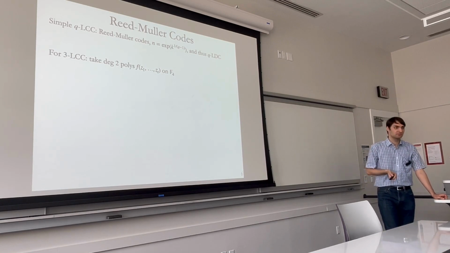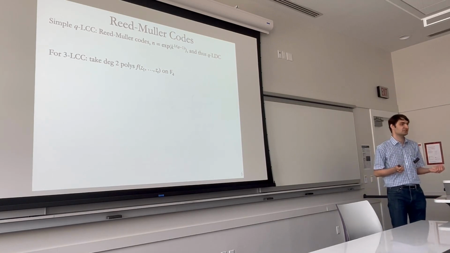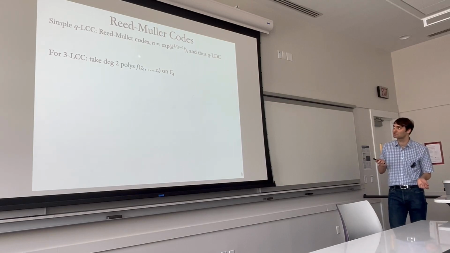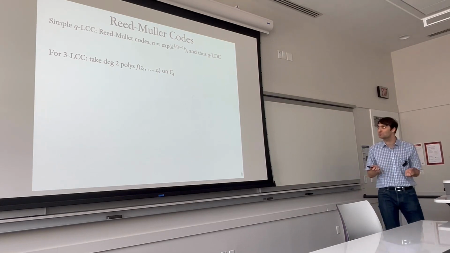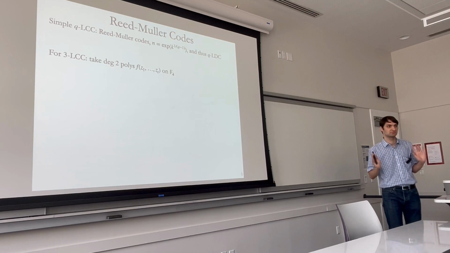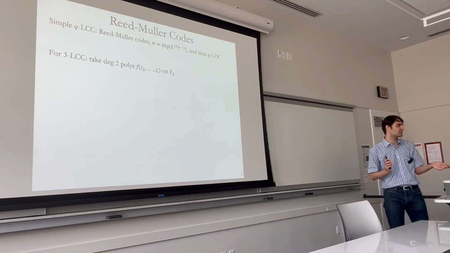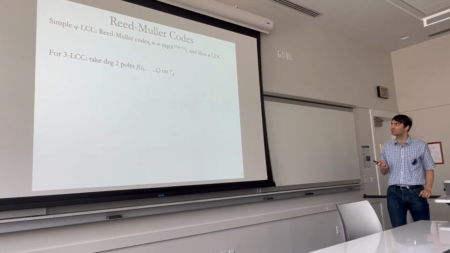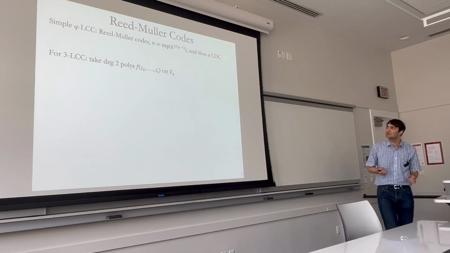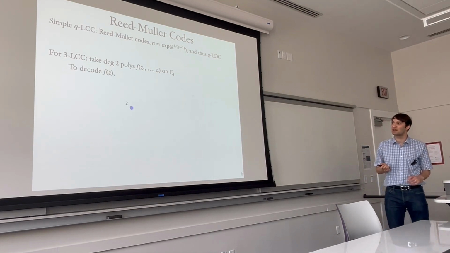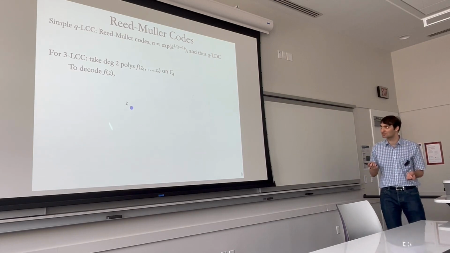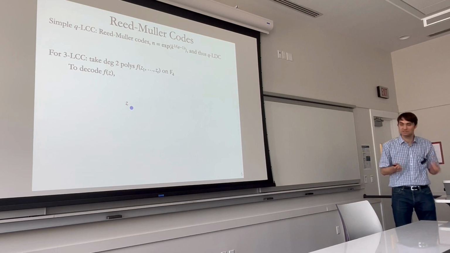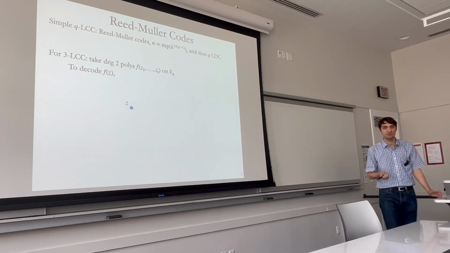So here's the construction. I think of my message as giving me coefficients of a degree 2 polynomial f in t variables over some small finite field, like say F4. And then my encoding is to simply evaluate this polynomial over the whole domain. That gives me a way to encode my string into a message of length 4 to the t. And so the only thing I really need to tell you now is how do I decode? How do I do my local decoding? So let's say I want to correct the bit, the zth bit, f of z.